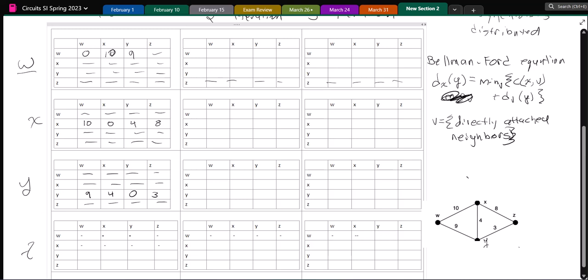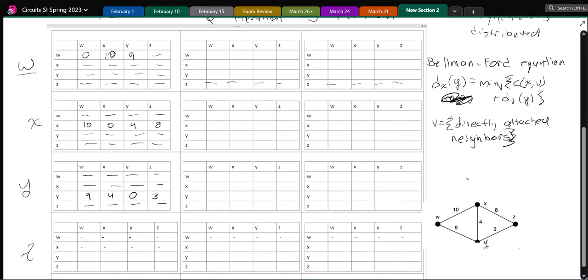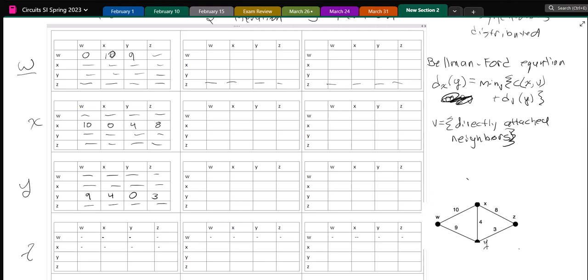Okay, so Z is only directly connected to X and Y, so Z will only ever get information from X and Y. So that's one of the things about this algorithm, that you only are getting information from your direct neighbors, so you don't have to be getting information from everybody in the entire network. You're only getting information from your direct neighbors, so that is going to save time and traffic and everything.